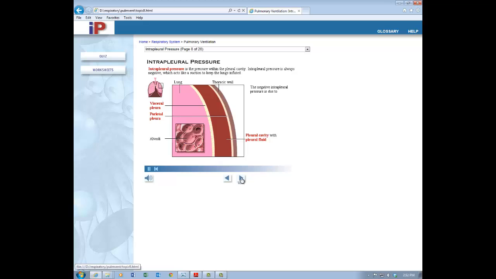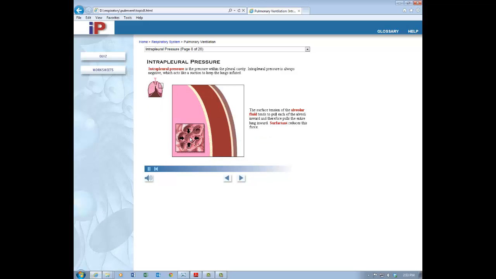The negative intrapleural pressure is due to three main factors: the surface tension of the alveolar fluid, the elasticity of the lungs, and the elasticity of the thoracic wall. Click the alveoli to observe the effect of surface tension. The surface tension of the alveolar fluid tends to pull each of the alveoli inward and therefore pulls the entire lung inward. Surfactant reduces this force.